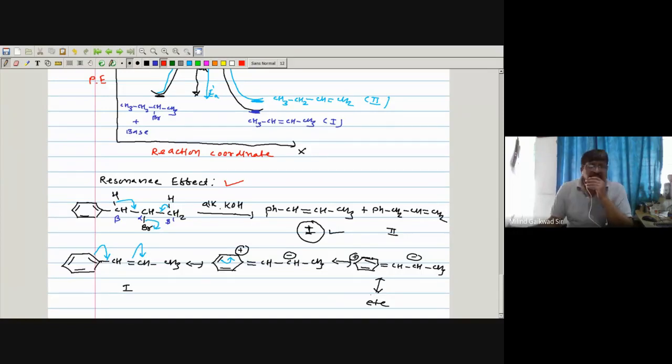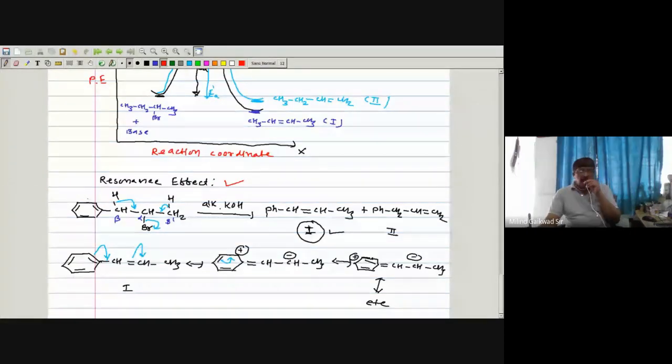So these are the two evidences for the justification of the Saytzeff rule. So we have seen two evidences. One is the stability of alkene, and second is the lower energy of activation, and third is the resonance effect. So in this one, if you have any doubt, you may ask.